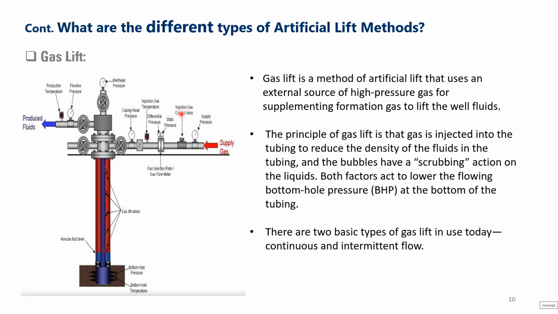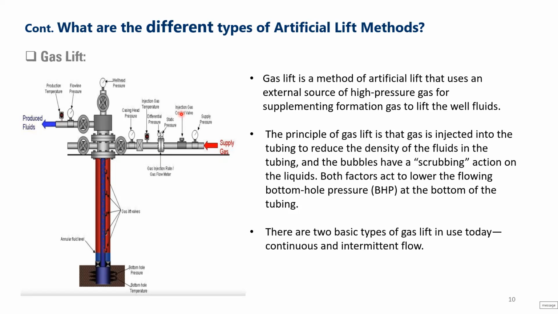The principle of gas lift is that gas is injected into the tubing. In the tubing, we will have gas valves or gas mandrels. Gas is injected into the tubing to reduce the density of the fluid in the tubing, and the bubbles have a scrubbing action on the liquids. Both factors act to lower the flowing bottom hole pressure at the bottom of the tubing and help us obtain a flow of the hydrocarbons to the surface by displacing them.